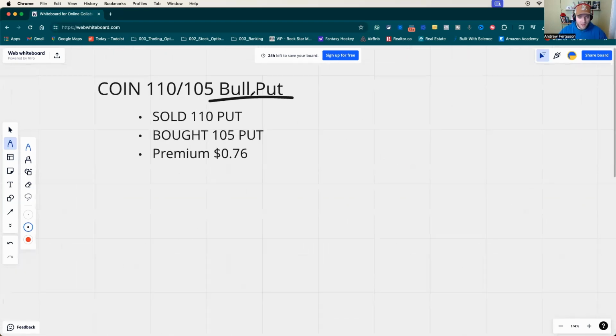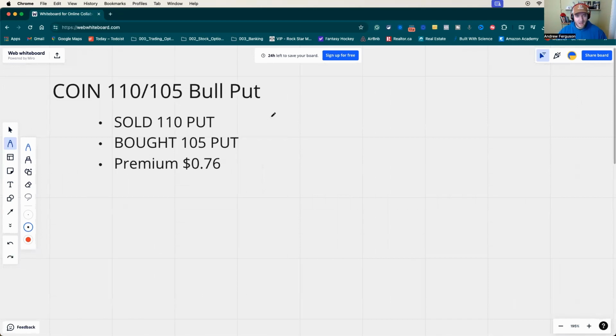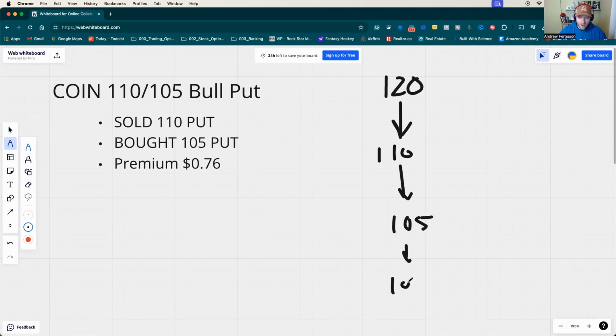Let's start first with a bull put credit spread, looking at this scenario where, let's say the stock price starts at 120, and then for whatever reason, it goes down and it blows past both of these levels. It goes past 110. It goes past 105 and it settles down at the bottom at $100 per share. This is the worst case scenario in terms of the capital that's going to happen to this trade.